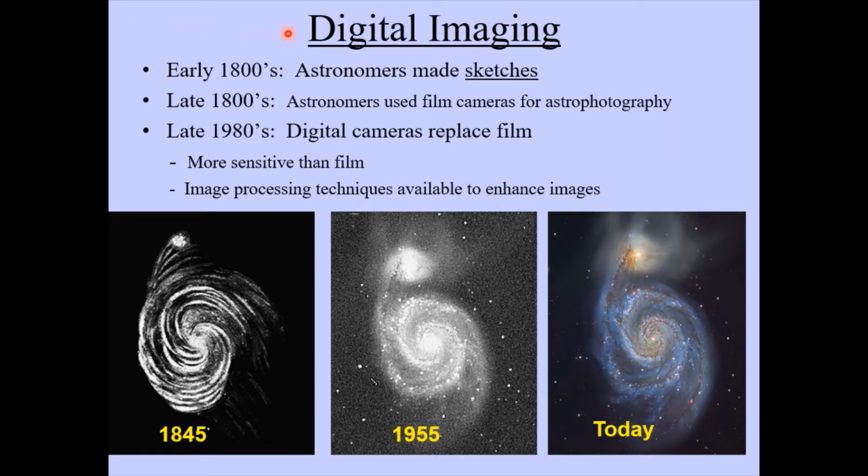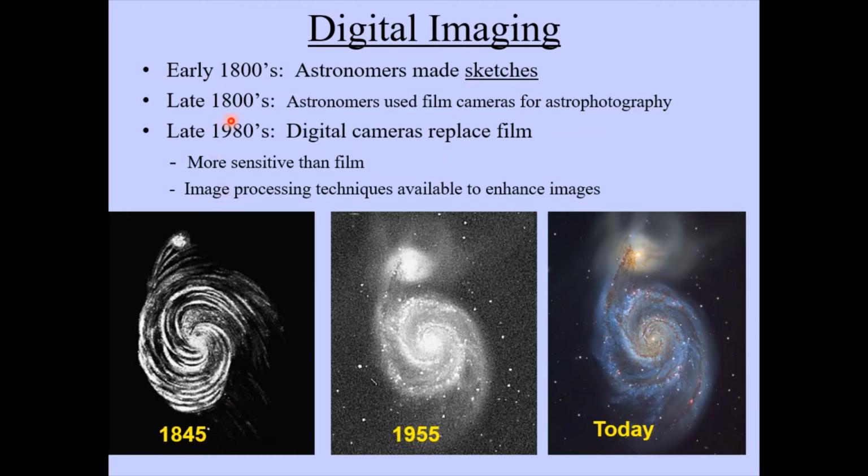One of the big parts of the whole study of astronomy is how do we capture images and take pictures with these powerful telescopes. And of course, today all the imaging is done digitally, but that's been quite an evolution. For example, back in the 1800s, before cameras were even invented, astronomers had to make sketches of what they saw. So this is a sketch from 1845 of the Whirlpool galaxy.